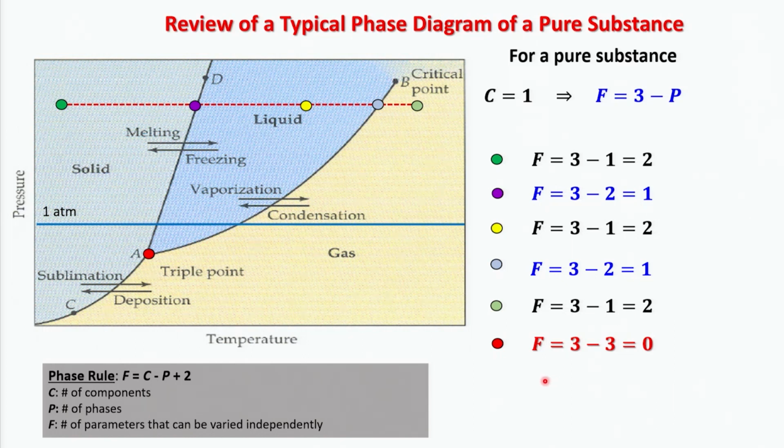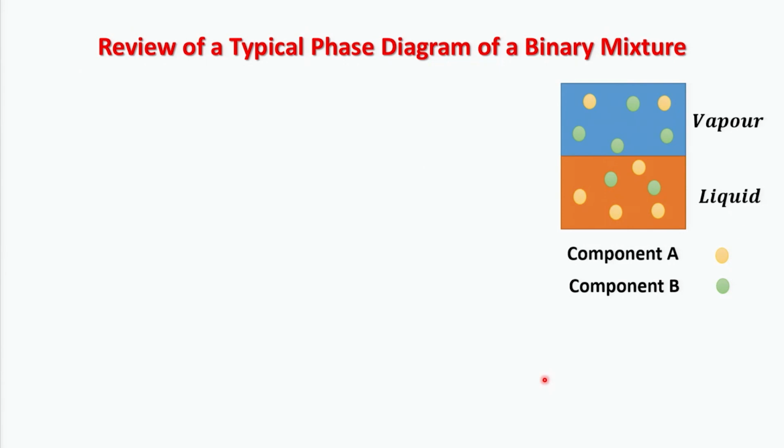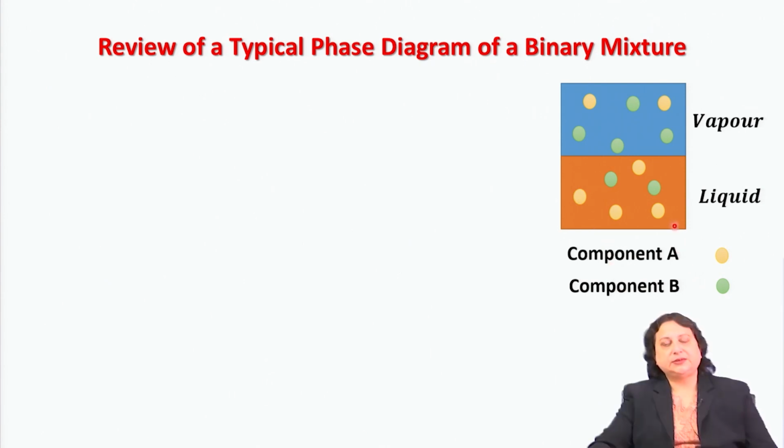Now, moving on from here, let us review a typical phase diagram of a binary mixture. So, what do I have? I have started by preparing a liquid mixture having the component A shown here by the yellow circles and a component B shown here by the green circles. But please remember that both the components A and B are volatile.